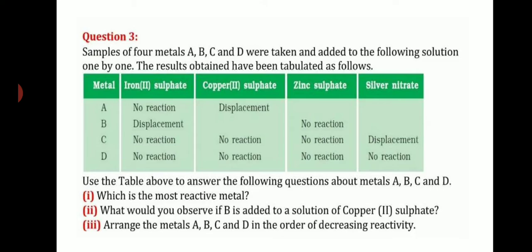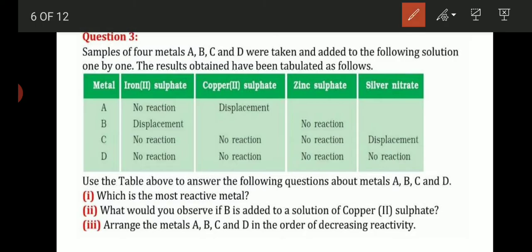And the third one, samples of 4 metals A, B, C, D. Here the 4 metals are there, A, B, C, D, but their names are not given. They are added to the following solutions. So 4 solutions again: iron sulfate, copper sulfate, zinc sulfate, and silver nitrate. All these are salts.